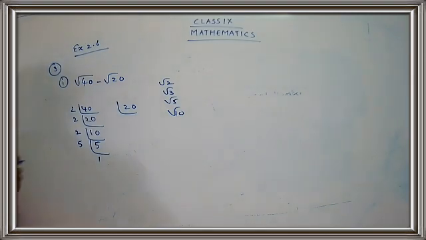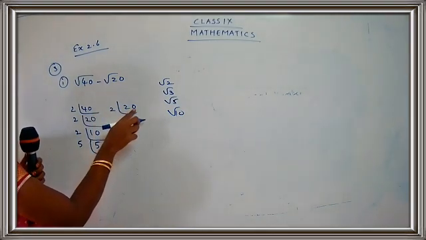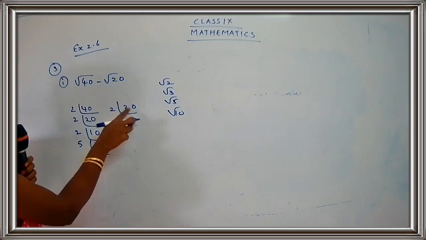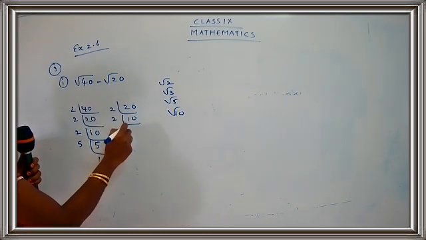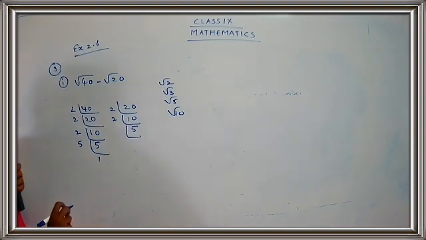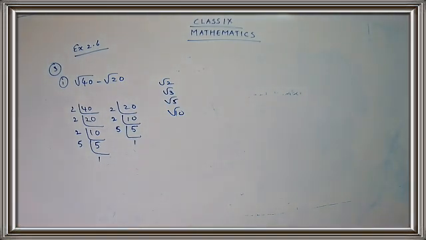Let's go for 20. The last digit is 0, so it is divisible by 2. 2 tens are 20, the last digit is 0, so 2 fives are 10. 5 goes in the table of 5. The leftover is 1. So we have factorized 40 and also we have factorized 20. Now let's see how to write this.